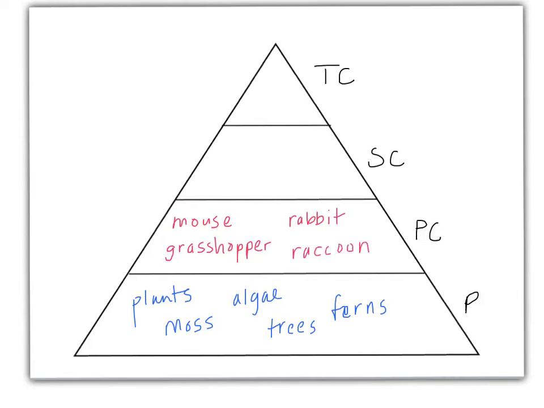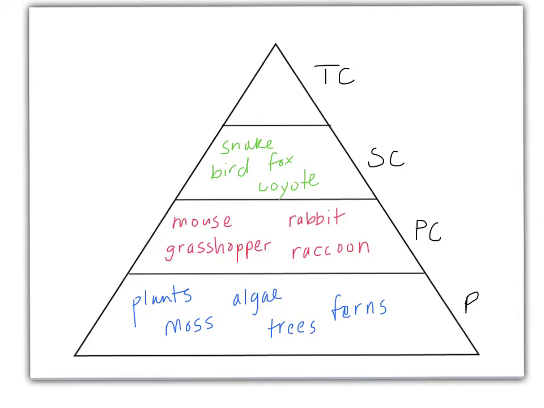The next level up, the secondary consumers. These are anything that is going to eat the primary consumers. So anything that eats a mouse, let's see, what might eat a mouse? A snake. What might eat a grasshopper? A bird, like a robin perhaps. What might eat a rabbit? Fox. And what might eat a raccoon? Maybe a coyote.